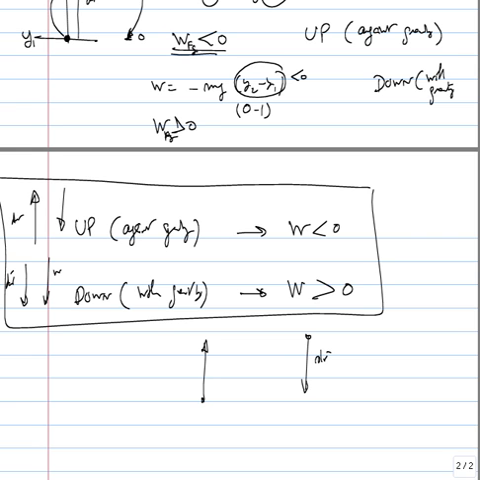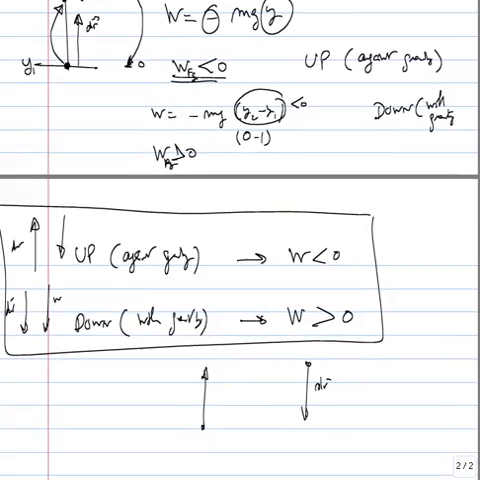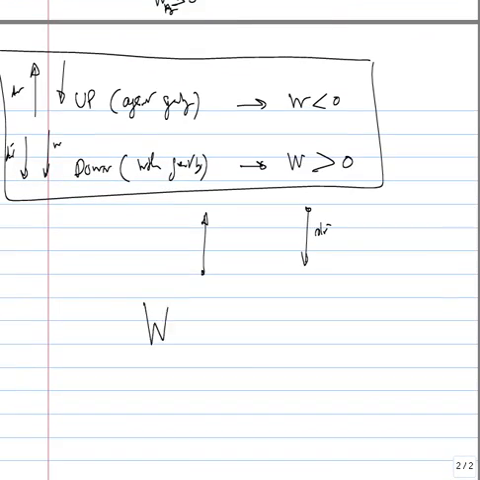Am I done here? Work, oh yeah. Oh no, one last thing. Look. Work is minus mg times (y2 minus y1). All we care about is initial position and final position. Whether we went one way or the other, same work done. So the work done by weight is independent of the path.